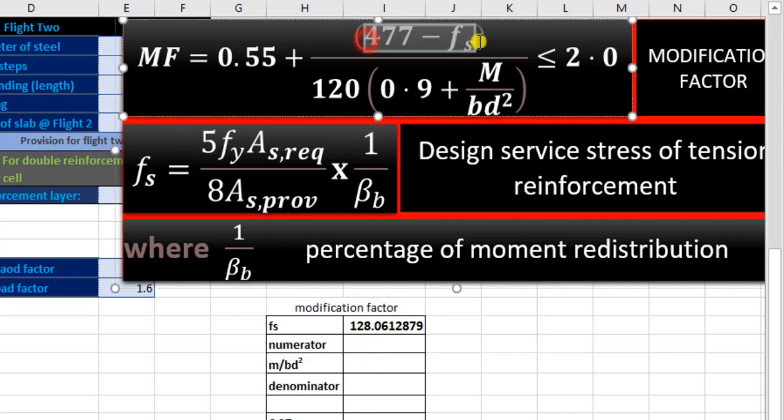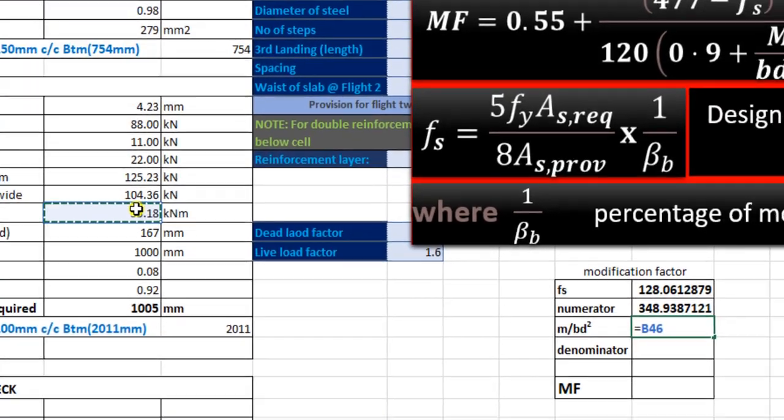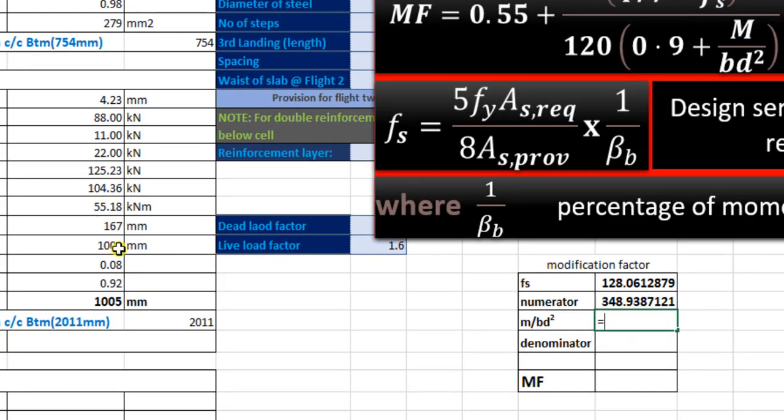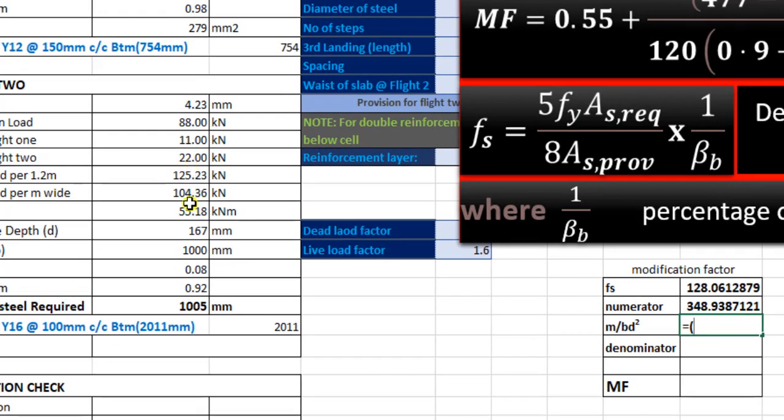Numerator is this. So we are going to say equals to 477 minus our fs equals to. We are through with that. The next one is M over bd square. Okay, so our M is what? Equals to, remember, we are going to open a bracket. Open bracket. We are using this moment, this times 10 raised to the power of 6. Remember, we have to convert it. Divided by what? bd square.